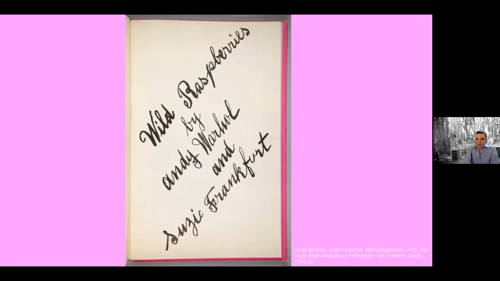And then finally, the last big project that got featured in the Art Directors Club annuals was this book, Wild Raspberries. It's like a parody cookbook that Warhol put out with Susie Frankfurt. So Susie Frankfurt actually had her own connections to the advertising world. Her cousin was Norton Simon, and she used to work in the research department at the Young and Rubicam ad agency. And then she later married the advertising kingpin Steve Frankfurt, who was a promising art director at the time.